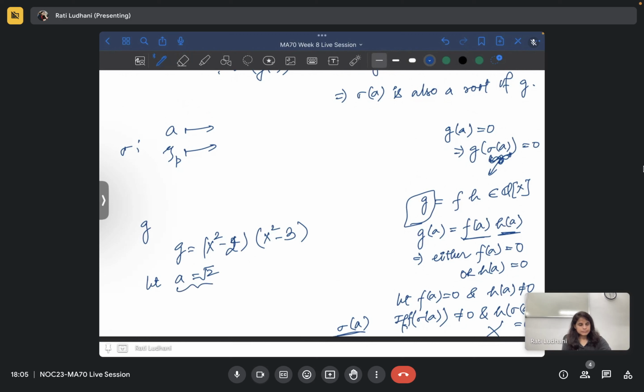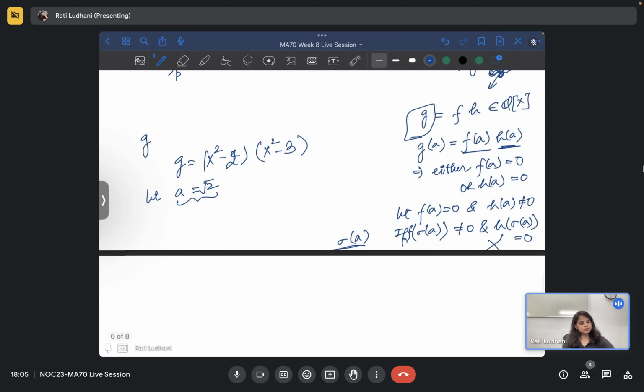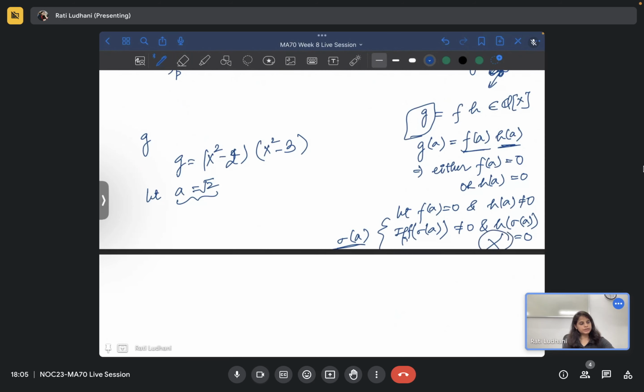And ma'am, also we prove it: if G is equal to F times H, and if we are saying that sigma of A maps to B, where B is not a root of F. So we proved above that sigma of F of A is the same as F of sigma A. So on one side we get 0 and on the other side F of B which is not 0. Exactly, this is exactly why we get a contradiction. So a contradiction to this lemma itself, because F of sigma A is non-zero.